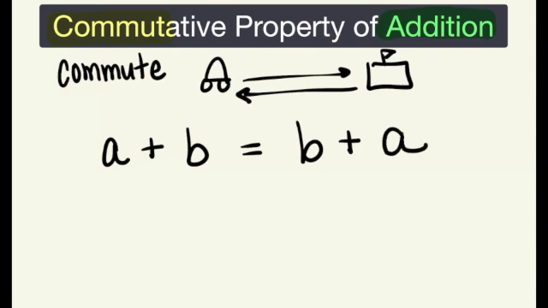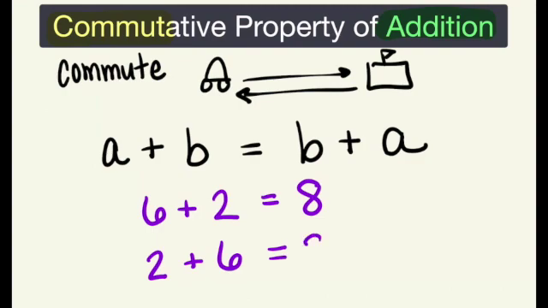Let's do an example with some actual numbers. Let's think about if I were to do the problem 6 plus 2. 6 plus 2 equals 8. Of course, our sum is 8. Now, if I were to change the order and I instead did 2 plus 6, I would still get a sum of 8. So the commutative property of addition is when you change the order of your addends and you still get the exact same sum.